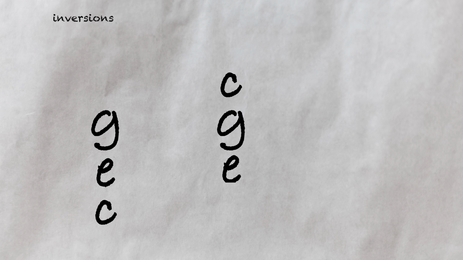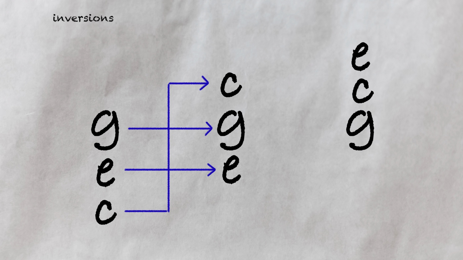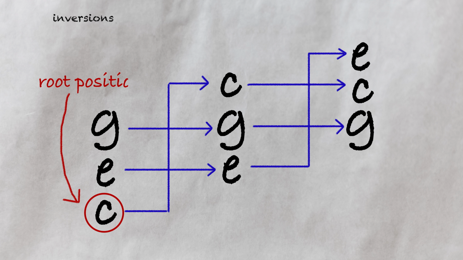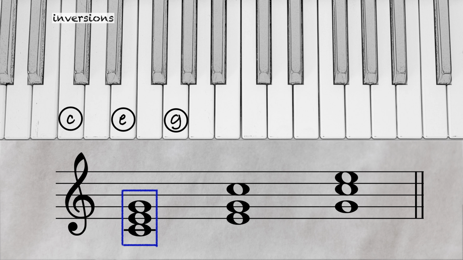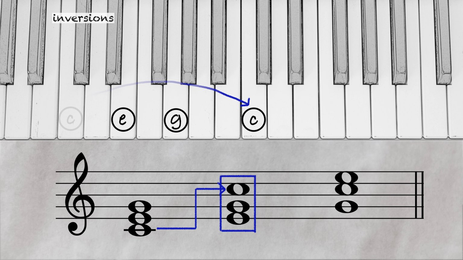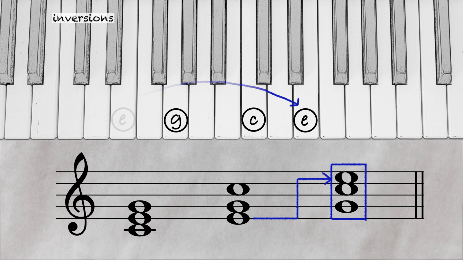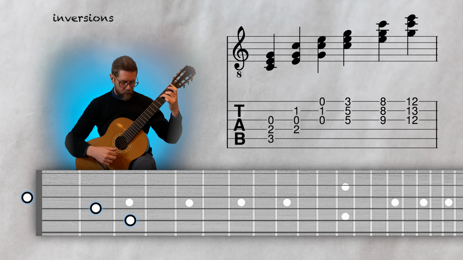Perhaps the simplest way to think of inversions is with these close position triads. And it just means that you can move the lowest note up an octave or the highest note down, so that you get a different lowest note. On piano, this is easier to visualize because you literally just move the one note, but on guitar, the equivalent voicing either has to go to the next set of strings, or even more confusingly, move up the same set.